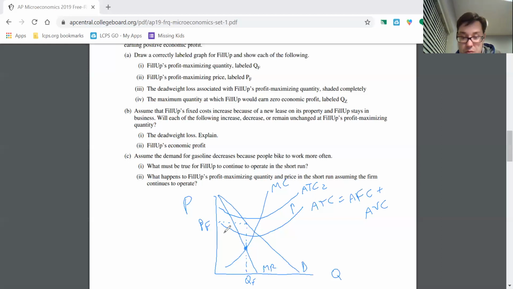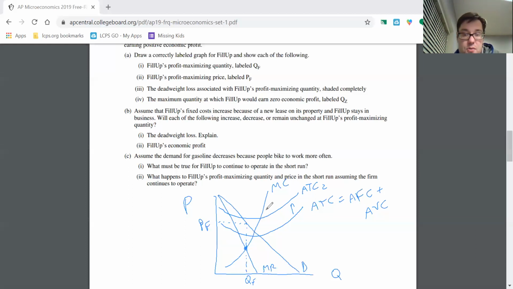I probably drew it too far there because now we're going to end up in a situation where they may not be making economic profits. But it suffices to say it's not going to change in any way, shape, or form the marginal cost curve, right? Because marginal cost is the cost of one additional unit, and that's not impacted in any way, shape, or form by your fixed cost. So that's the key thing to realize here.